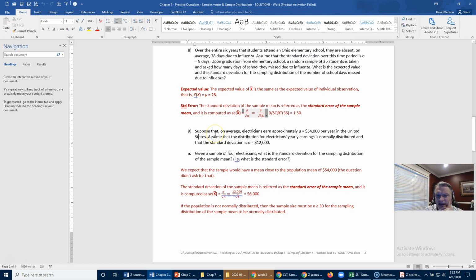And then this one is: suppose electricians earn $54,000 a year. That's the mean of the population, and the population has a standard deviation of 12,000. And if you in fact knew that, you don't need to take a sample because you already know the answer. But it says, look, if you take a sample of 4, what is the standard deviation for the sampling distribution of the sample mean?